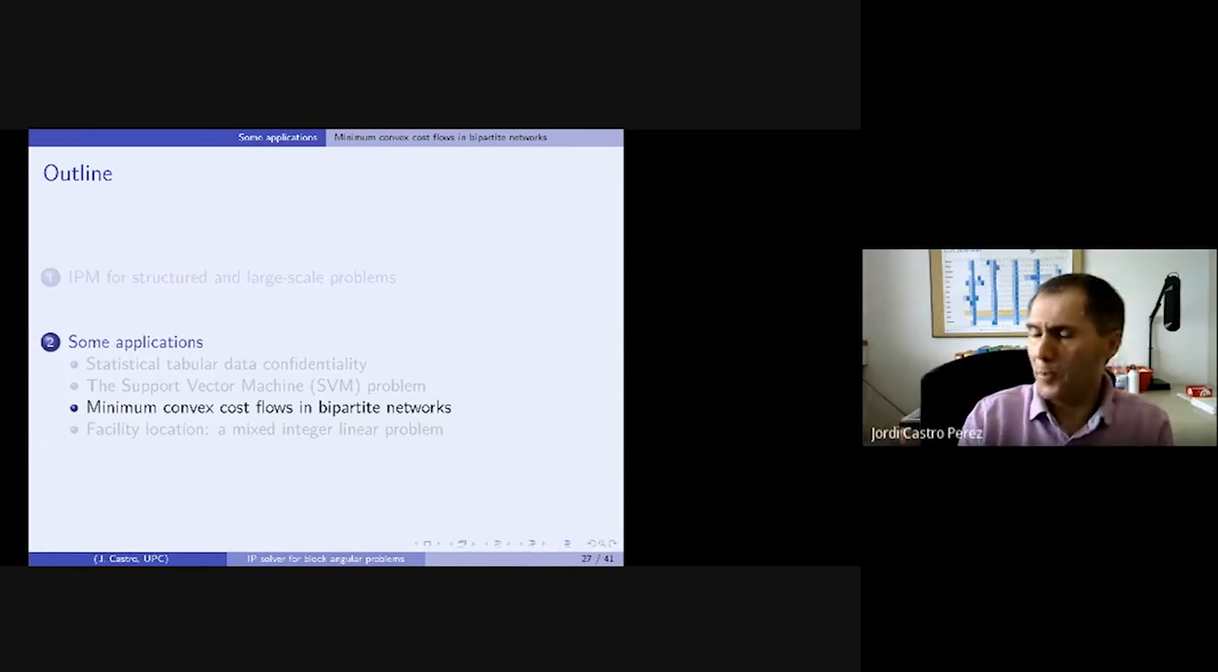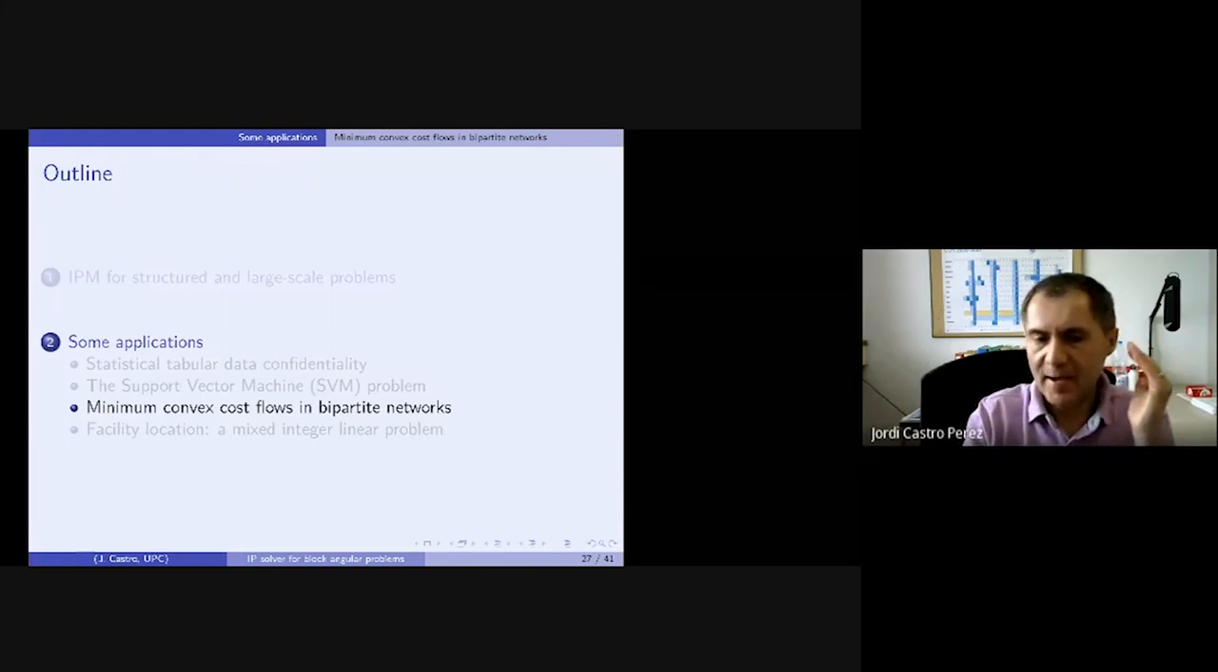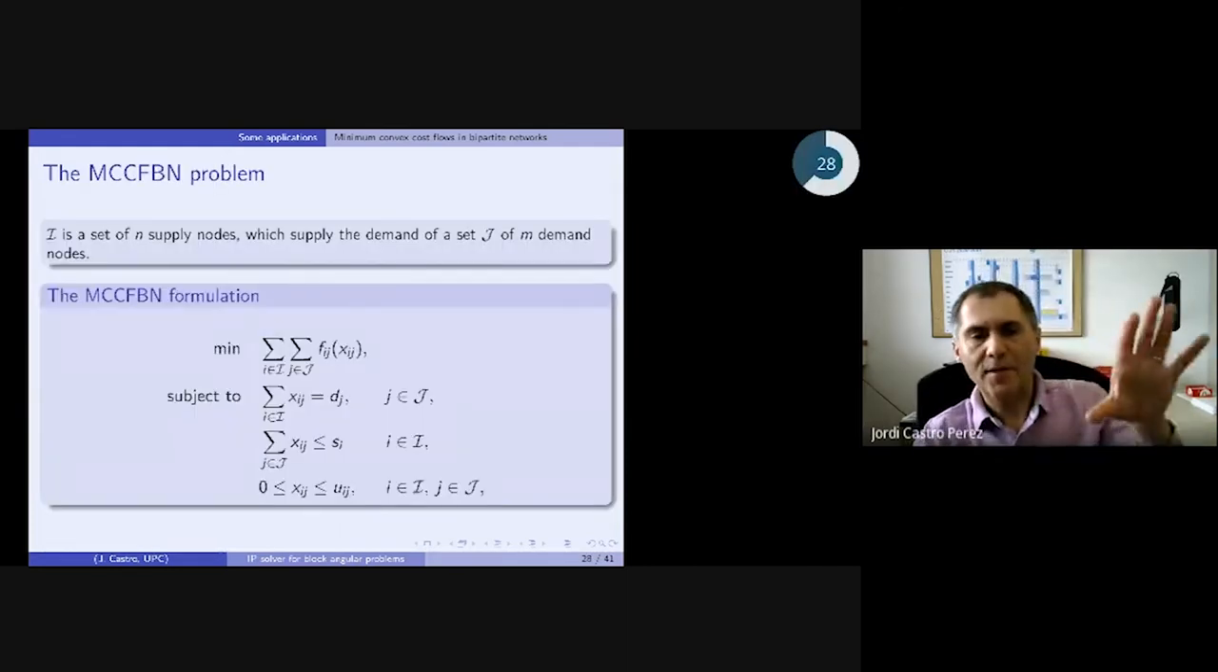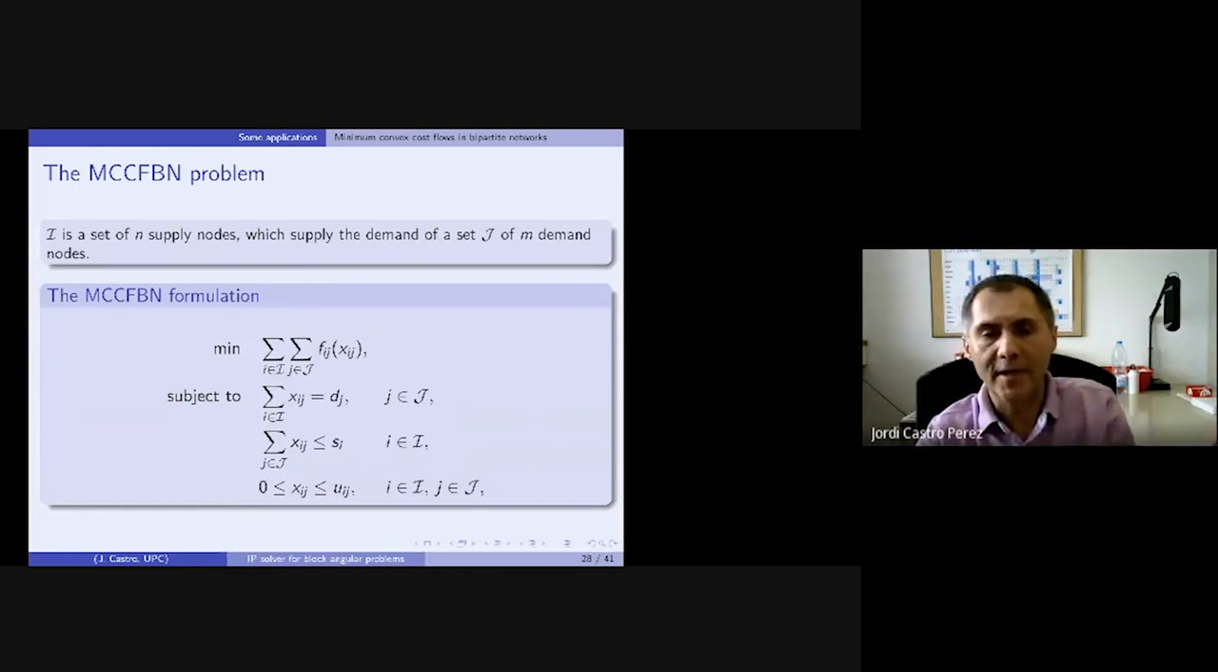That sounds strange because the transportation problem is a very famous problem that has been studied by many researchers, and there are many papers, but still we were able to improve the state of the art of the solution of transportation problems. Let's consider that transportation problem. I think all of you are familiar.